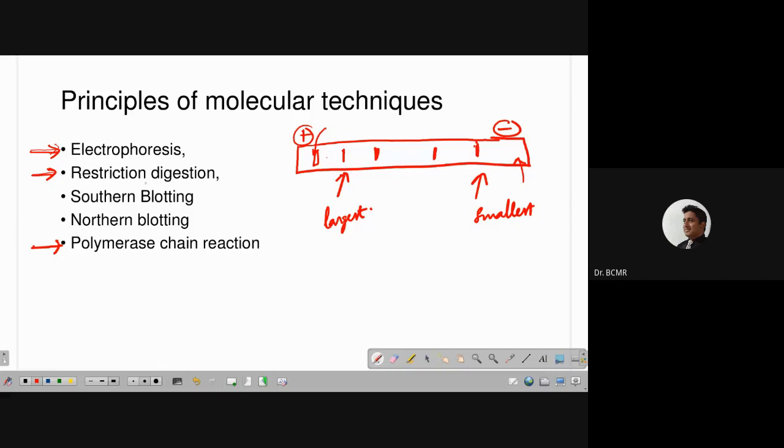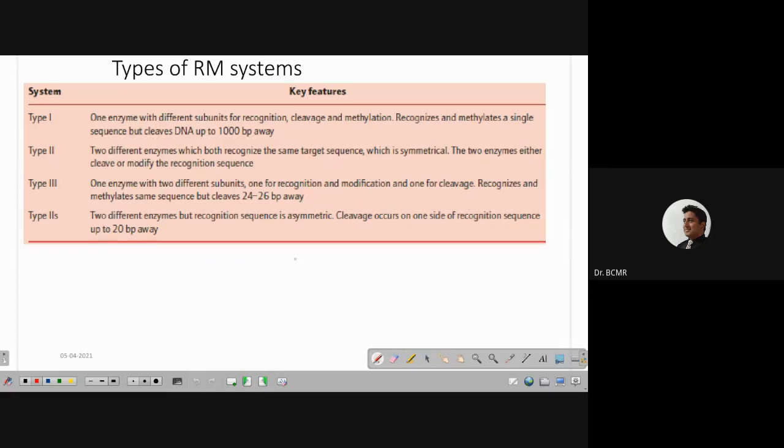And today we will learn about restriction digestion, then we will learn about Southern blotting and a little bit about Northern blotting, and the focus will also be on PCR, polymerase chain reaction. And these are the two things that you need to focus on right now in this class. So try to remember, try to pay attention. The first thing is we will learn about restriction digestion.